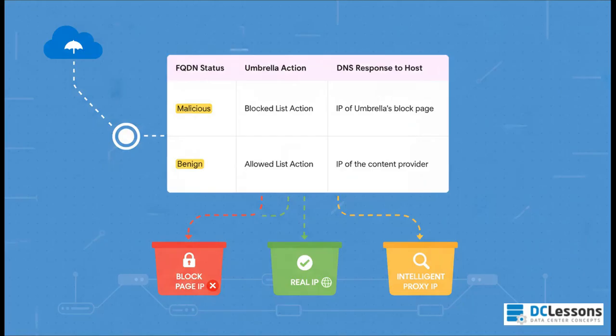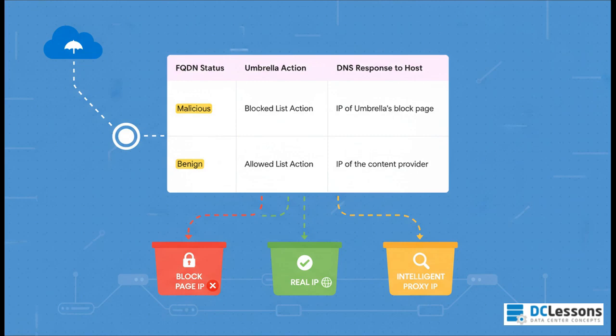So once that query hits the Umbrella cloud, a decision gets made. And it really falls into one of three buckets. If the domain is known to be malicious, bam, Umbrella just responds with the IP of a block page. If the domain is known to be safe, totally benign, it simply returns the real IP of the website.